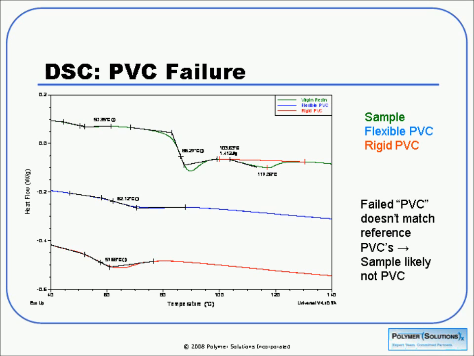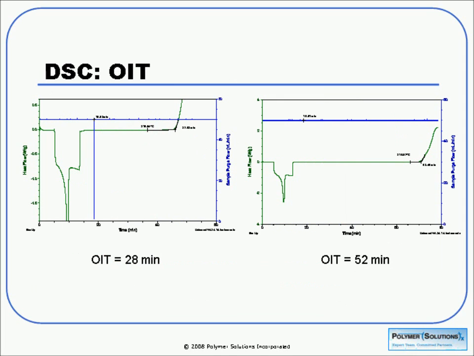We ran two different reference samples of PVC from our lab, a blue one, which was a flexible PVC, so it's plasticized. The red curve is rigid PVC. And we see that these curves look nothing like our sample. PVC typically is not crystalline. It has just a Tg.